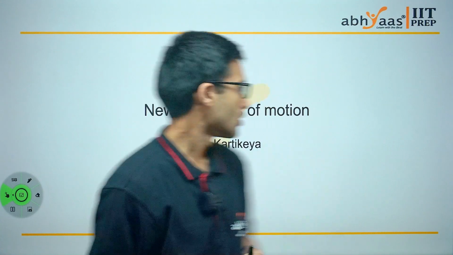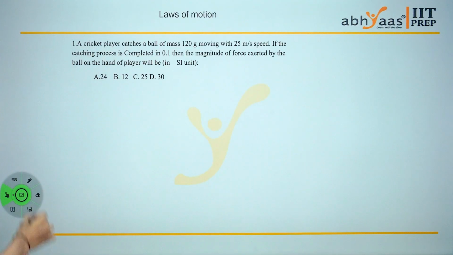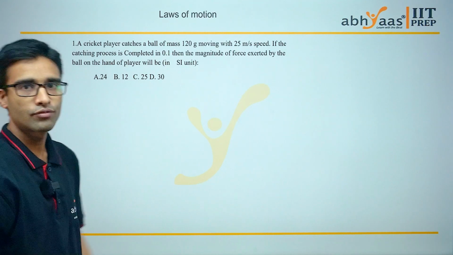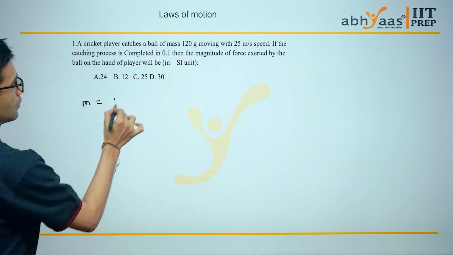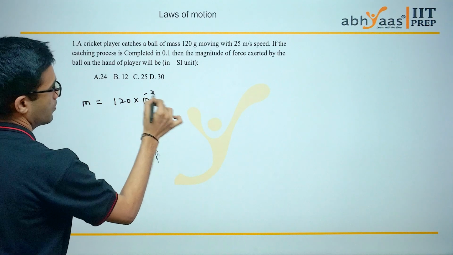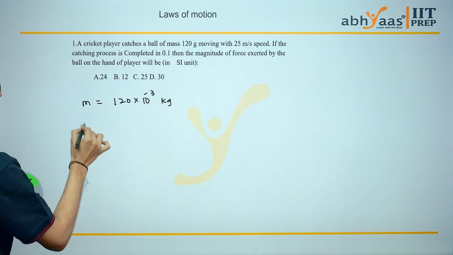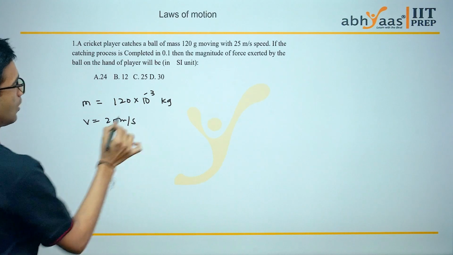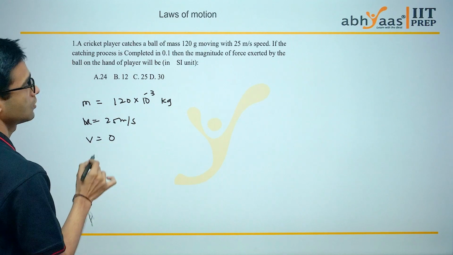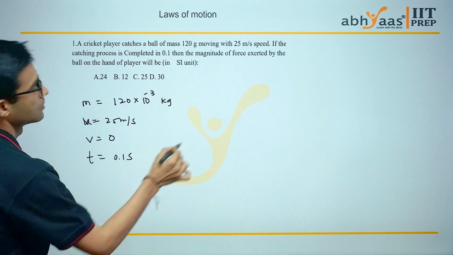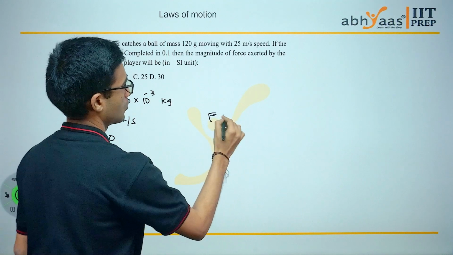Now we are going directly to the 2024 Mains questions related to Newton's laws of motion without considering friction. First question: a cricket player catches a ball of mass 120 grams moving at 25 meters per second. Mass is 120 into 10 power minus 3 kg. The initial velocity U is 25 meters per second, and the final velocity after catching is 0.